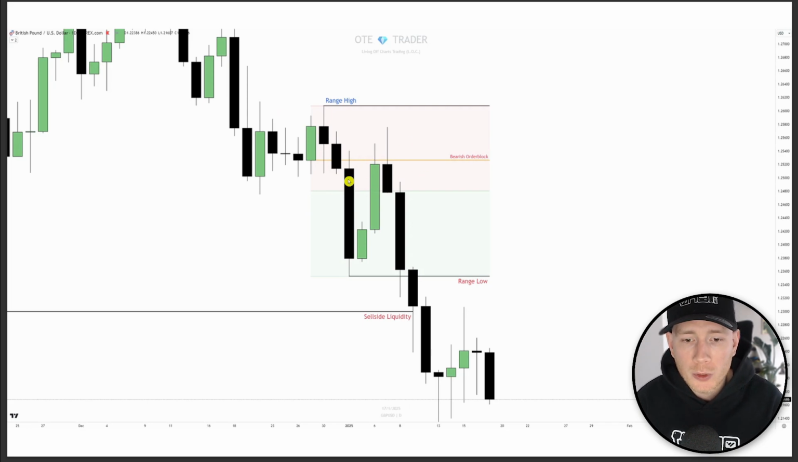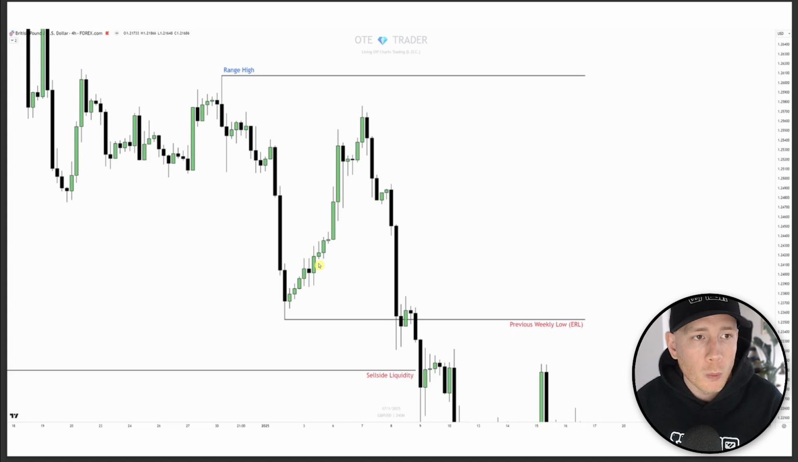But we're going to focus on what we're going to target, right? We're targeting that external range liquidity. So if we zoom in a little bit more, 4-hour chart, and we're still focused on that external range liquidity, right? For example, over here, we've got a previous weekly low, which is external range liquidity. And how do we target this, right?